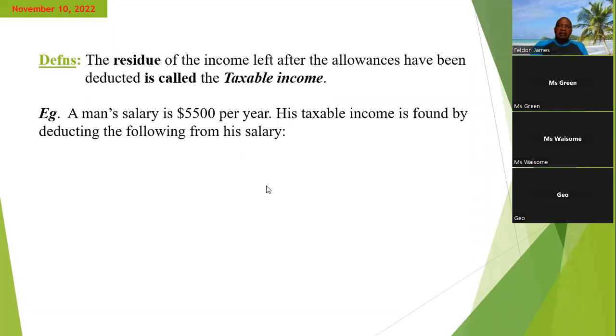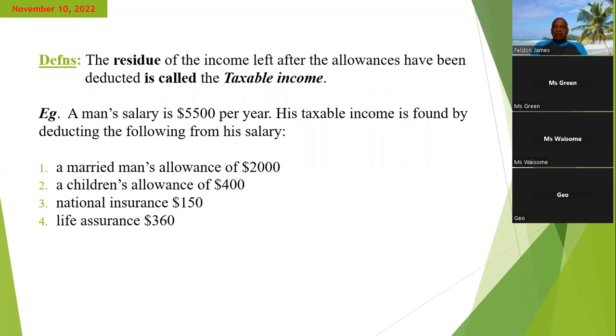All right, so here a man's salary is $5,500 per year. You know, that couldn't be so in Jamaica, but let's work with that figure for now. His taxable income is found by deducting the following from his salary. So here are some deductions. Because he's a married man, they allowed him $2,000 that is tax-free. No tax for $2,000 out of the money.